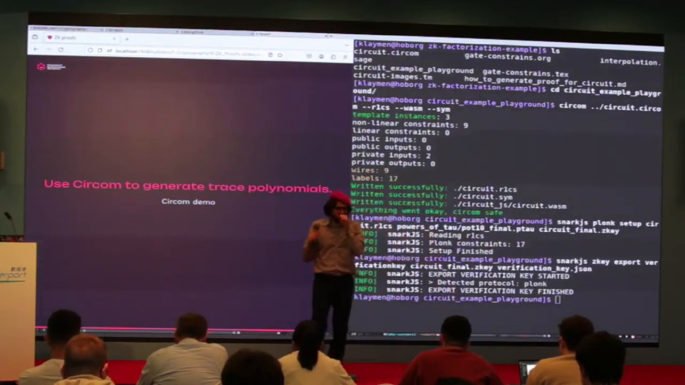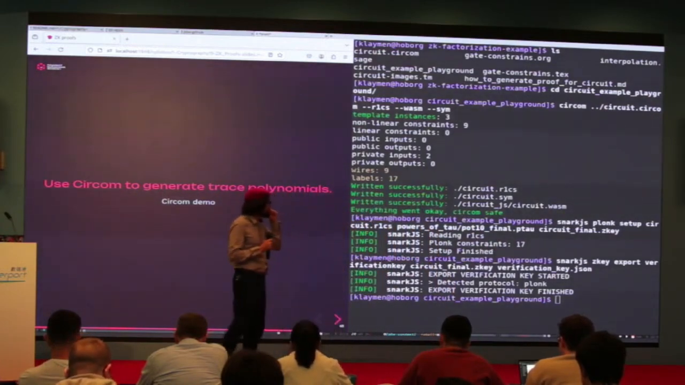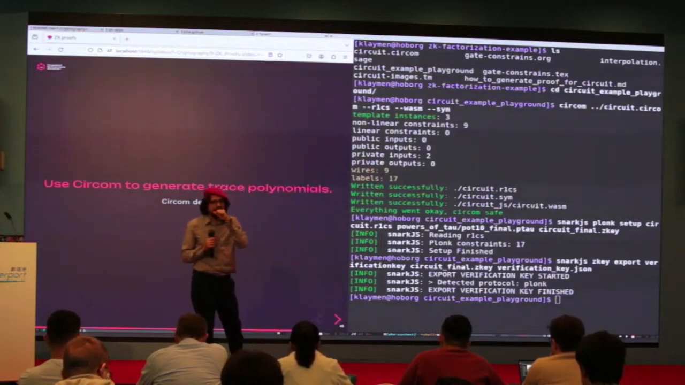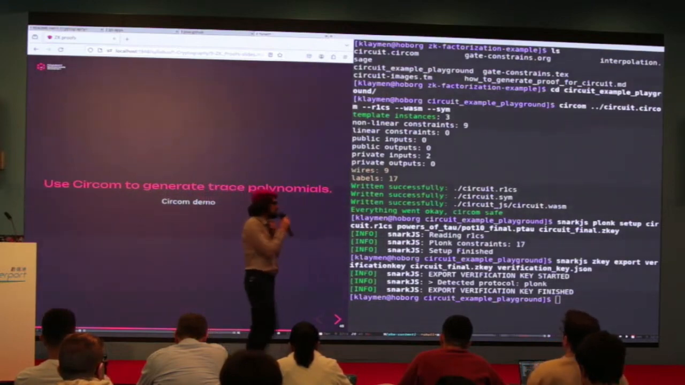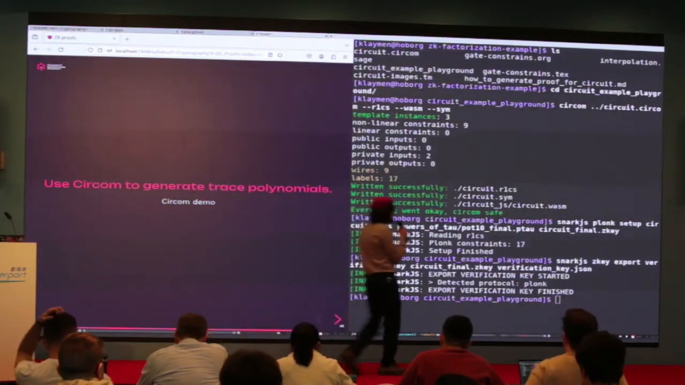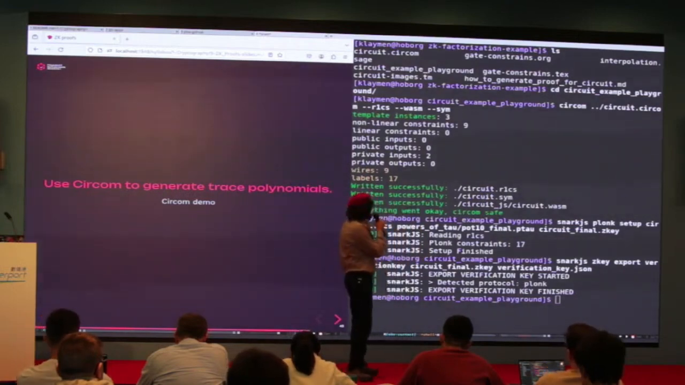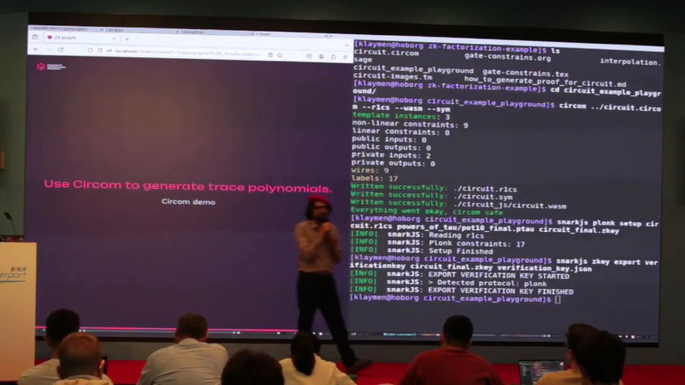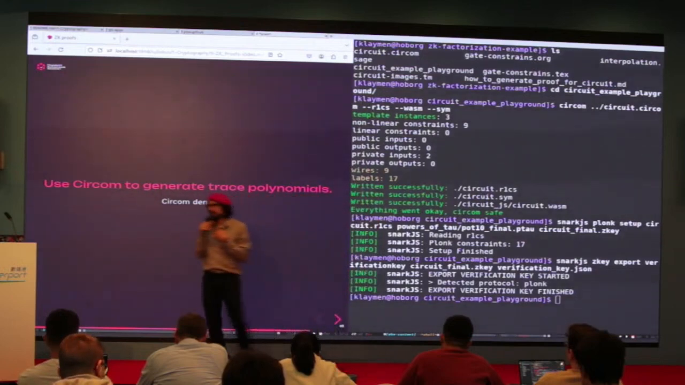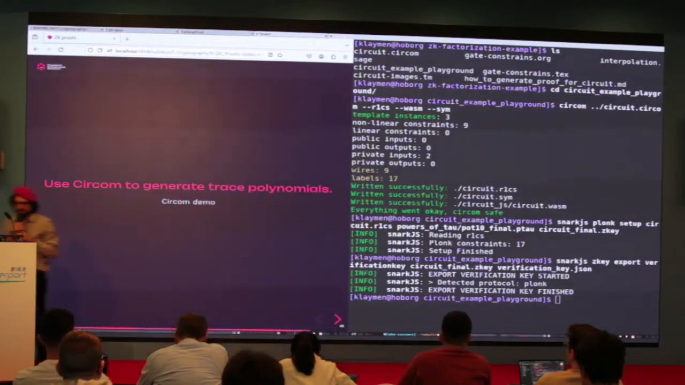And this circuit final.zkey and the verification key, are they generated by Circom or snarkjs? It's snarkjs. Circom doesn't care about the polynomial commitment. So the part of the Circom is basically to generate the trace polynomial, and Snark.js does the polynomial commitment.